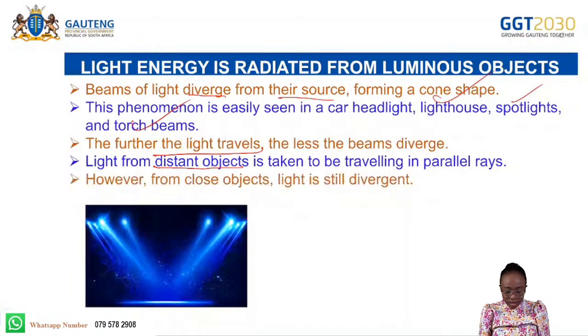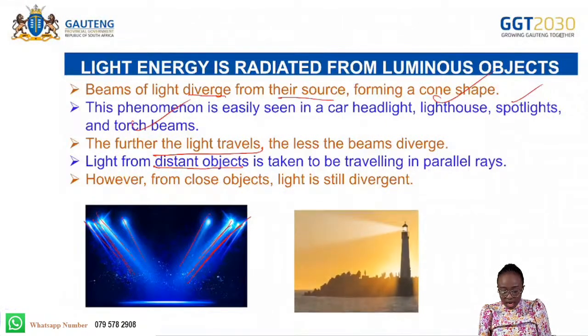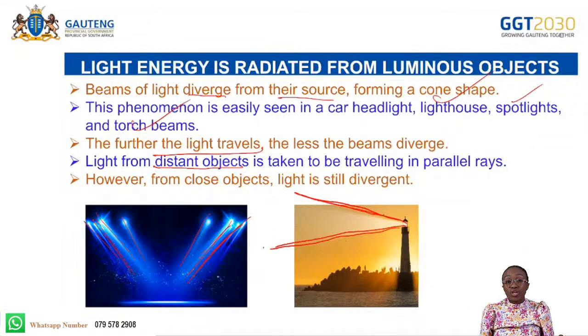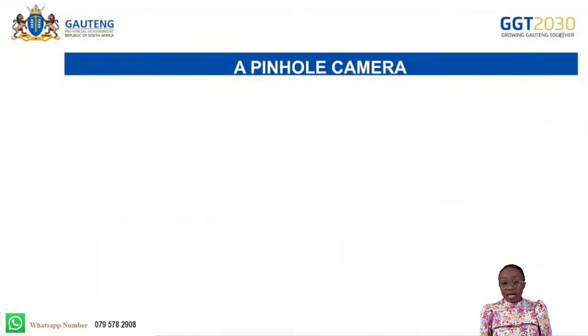So here are stage lights or spotlights on stage, and you can see the beams of light radiating from the source. Then you can see this cone shape from the lighthouse, the shape of a cone. You can see it radiating from the lighthouse.